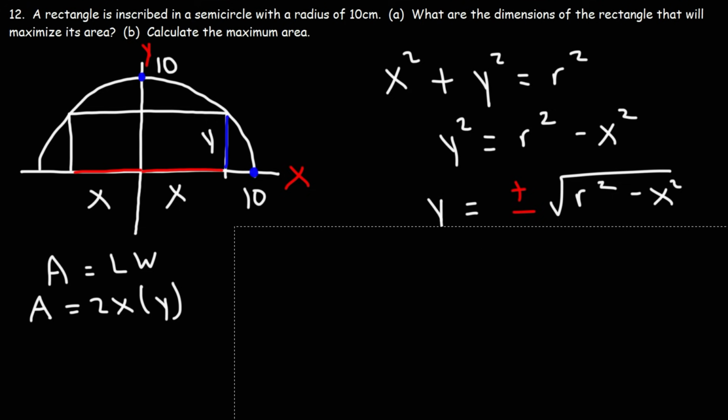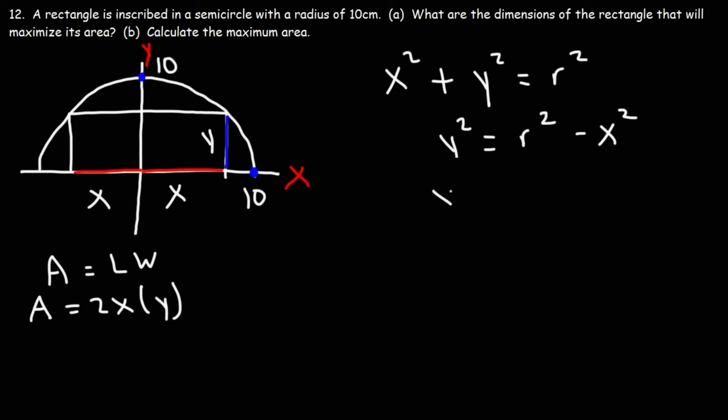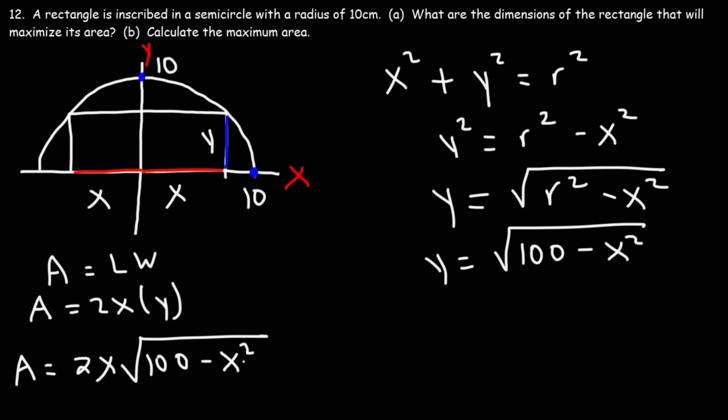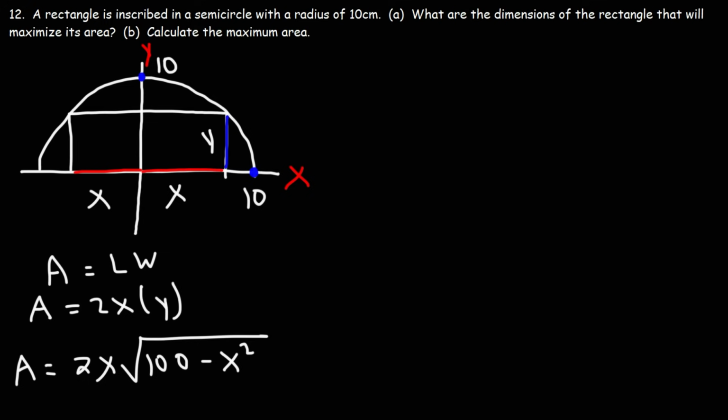So since we're dealing with the upper half of the circle, which is a semicircle, we could say that y is just the positive square root of r squared minus x squared. And r is 10, so r squared is going to be 100. So we have y is equal to the square root of 100 minus x squared. So we can say that the area is going to be 2x times the square root of 100 minus x squared. The area function is the objective function. That's the function that we're trying to maximize. And right now, we have it in terms of one variable. So we can go ahead and find the first derivative and set it equal to 0.